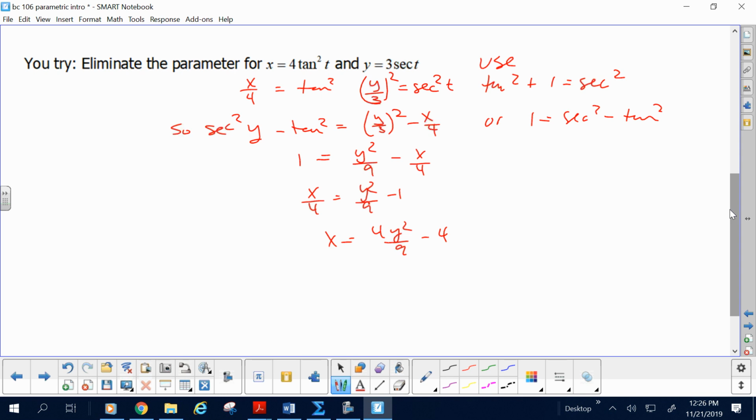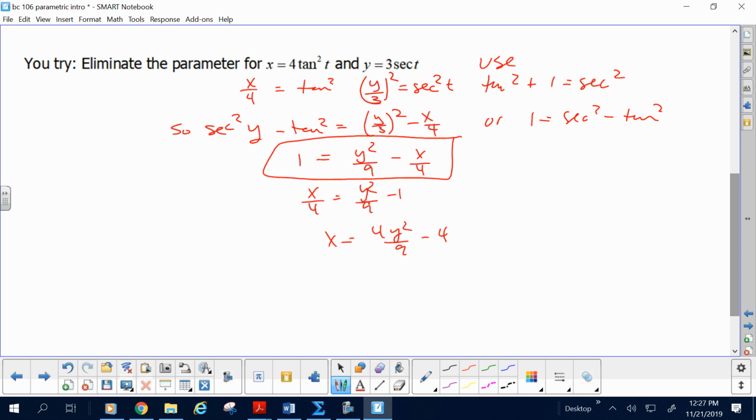Shoot, what a mess. Who's to say, okay, that's a good question. Let's go back here. Did you get to the same place I did before doing any cleanup? 1 is y squared over 9 minus x over 4.